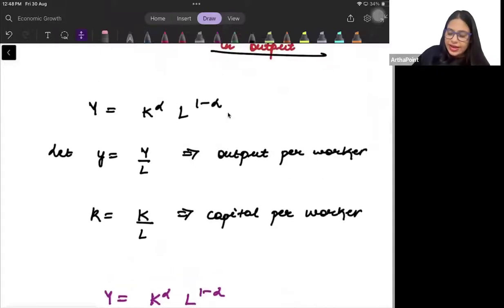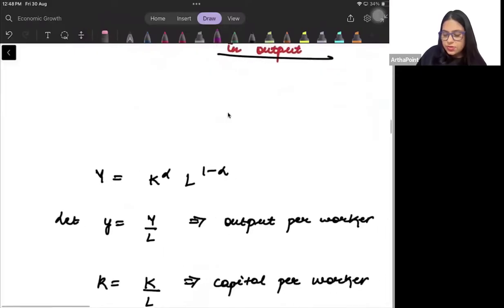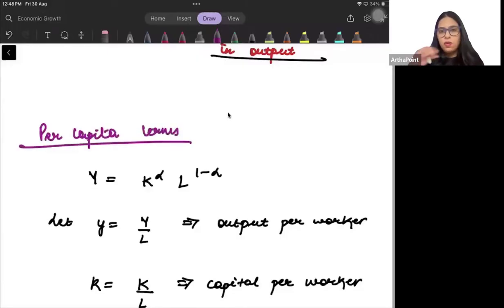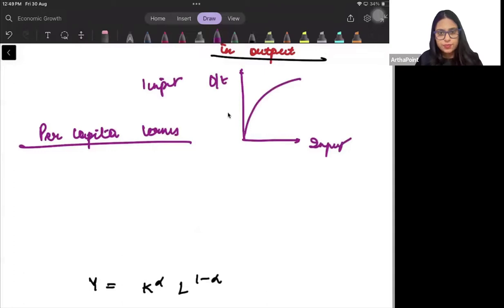Try to introduce an additional thing here, and that is the per capita terms. Now, see, there are many ways to represent a production function. When I have a single input, I can take input here and output here, and this will be my production function.